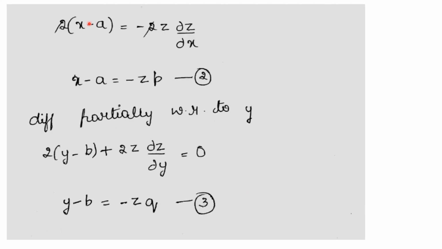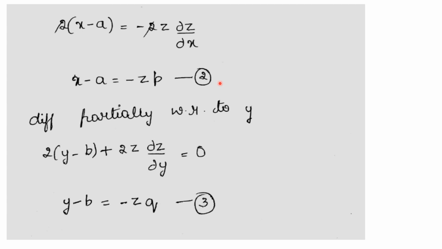Therefore, 2 into x minus a is equal to, take 2z into dou z by dou x to the other side, so that will be minus 2z into dou z by dou x. Since you have an equal sign, 2 will get cancelled on both the sides. So you get x minus a is equal to minus z into dou z by dou x, which is p. So x minus a is equal to minus zp. So this will be my equation 2.